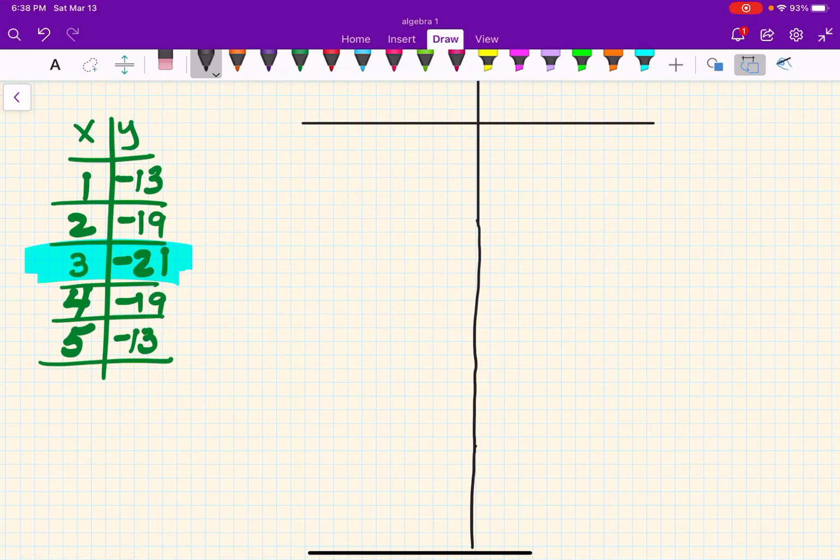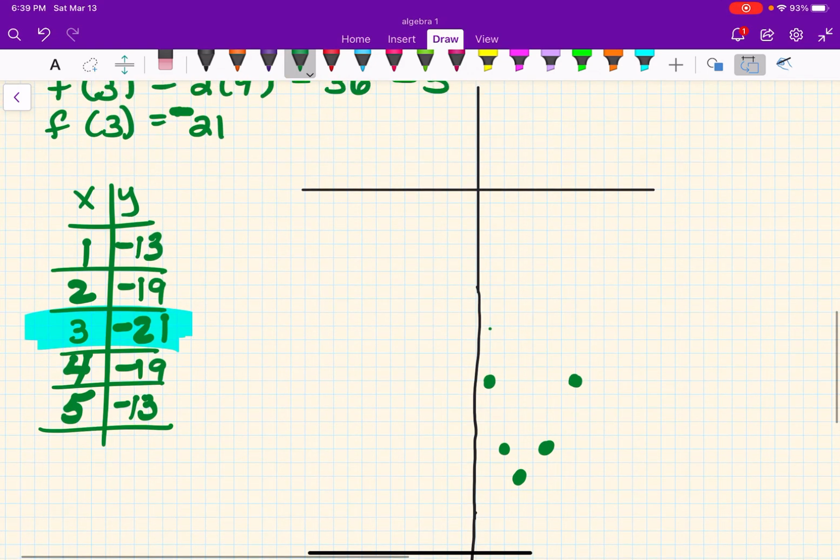All right, so let's start with (3, negative 21). 1, 2, 3, 1, 2, 3, 4, 5, 6, 7, 8, 9, 10, 11, 12, 13, 14, 15, 16, 17, 18, 19, 20, 21. There we go. And then we have 2, negative 19, which is here. And then our next one is 5, negative 13. I'm going to have to count that. 1, 2, 3, 4, 5, 6, 7, 8, 9, 10, 11, 12, 13.